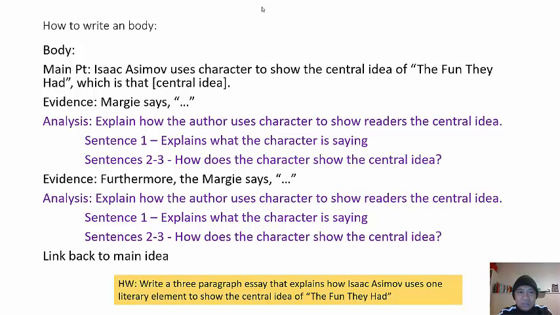Here's an outline of the body. Asimov uses character to show the central idea of, then you got to figure that out for yourself. And then give me evidence. Margie says, and explain how that evidence backs you up. Okay? The explanation should be in 2 to 3 sentences. If it's in one sentence, you'll probably get a 70. Then give me more evidence, another quote, and explain how that quote shows your main idea, that the author is using character to show the central idea. Notice I didn't tell you what the central idea is. Some things you have to figure out for yourself.